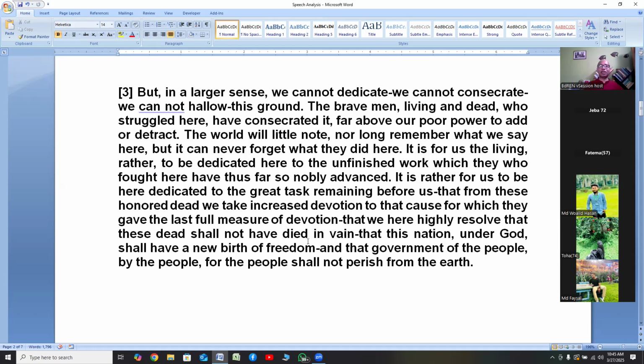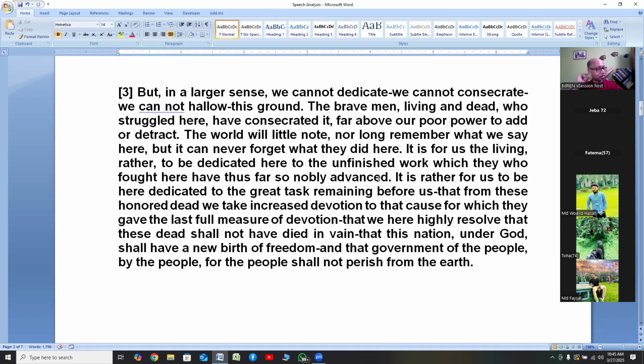The world will little note, nor long remember what we say here, but it can never forget what they did here. It's for us, the living, rather to be dedicated here to the unfinished work which they who fought here have thus so nobly advanced.